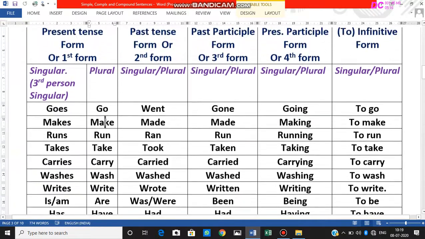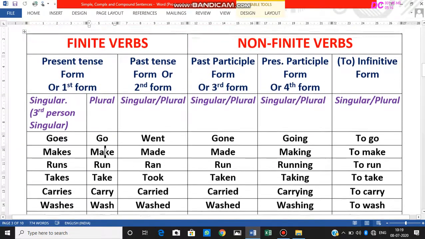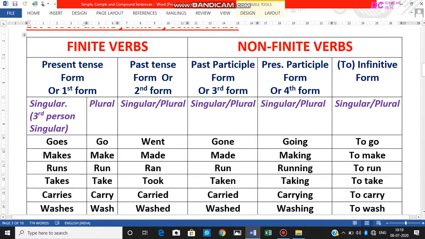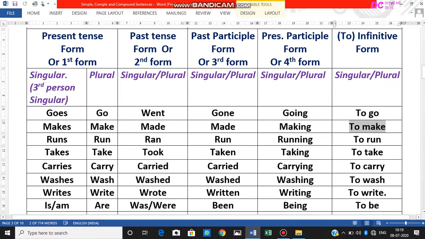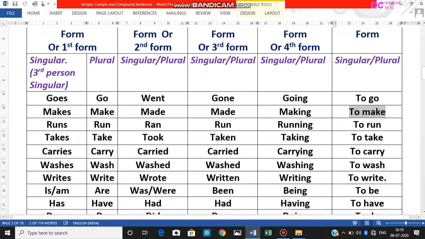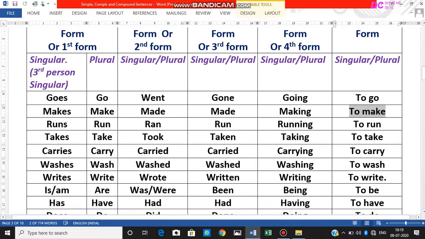Make is the base verb. It is a plural verb. Its singular verb, the third person singular, is makes. S is added to it. The second form is made. The third is also made, and making is the ing form. To make is the infinitive form. So to make, to run, to take, these are infinitives. Infinitive forms are always non-finite verbs.